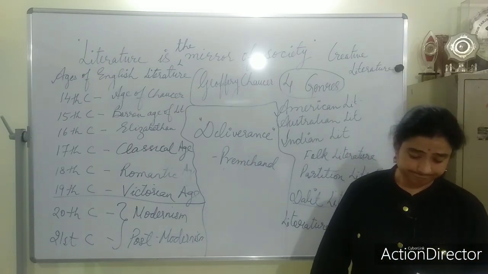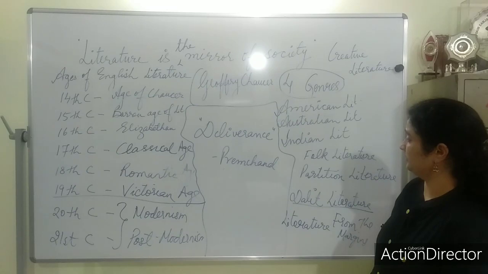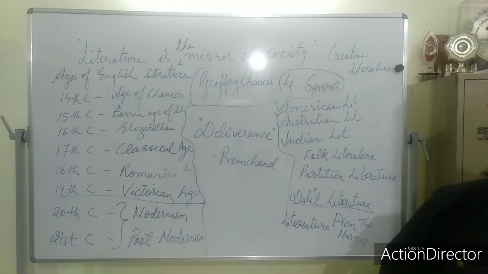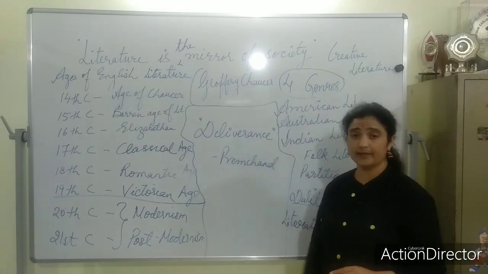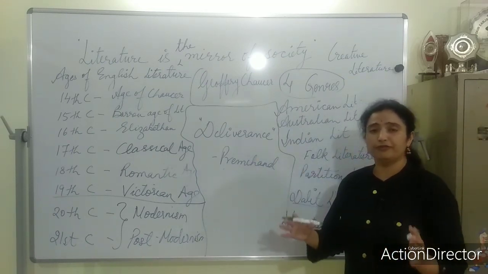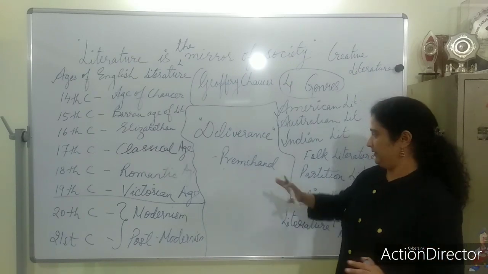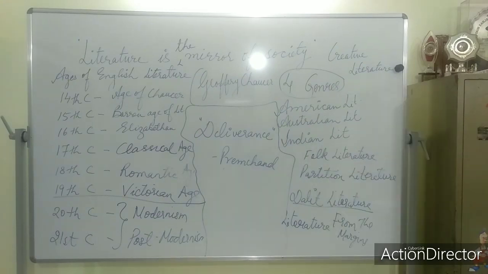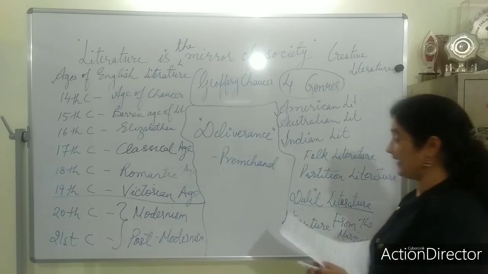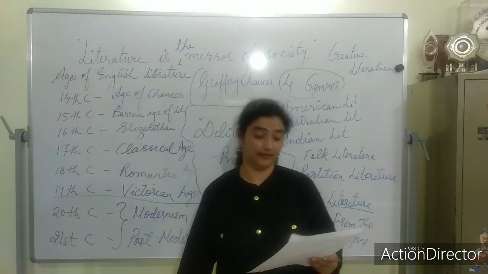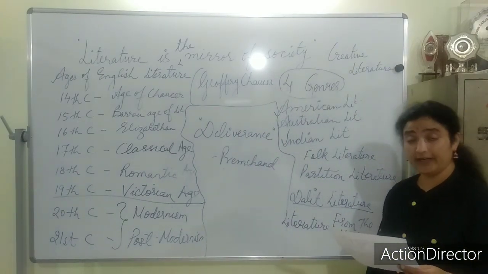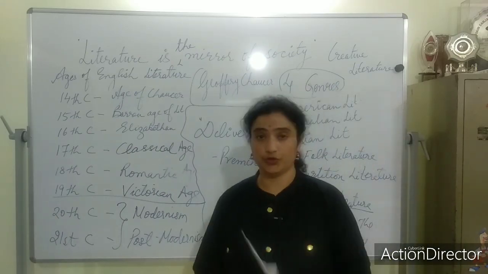Now, what Munshi Premchand has done, obviously you all must have understood by now that this Deliverance is originally by Munshi Premchand, who is one of the most popular writers of Indian literature. So Munshi Premchand is known as the emperor of Indian novelists. He has written more than 12 novels and around 100 odd short stories.